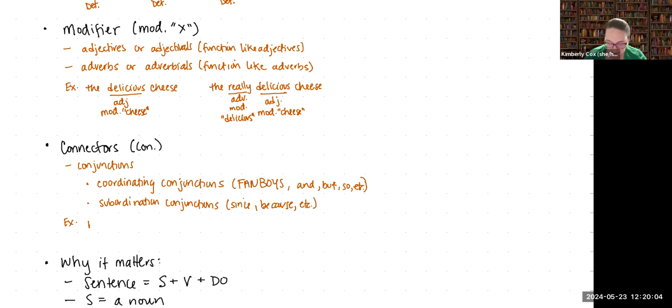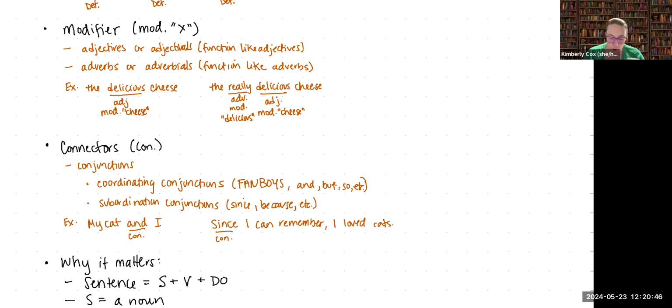So we might have, let's see, my cat and I, right? Where and functions like a connector for my cat and I, maybe the subjects of a sentence. Or we might have, since I can remember, right? I loved cats. Granted, not the best sentence ever, but you get the idea. Since is a connector. It connects the dependent clause, I can remember, with the independent clause, I loved cats.